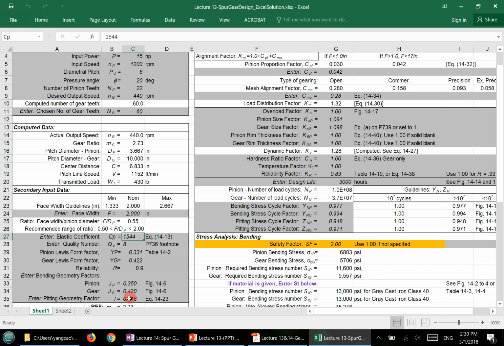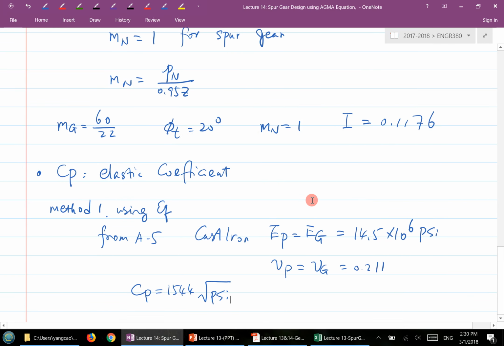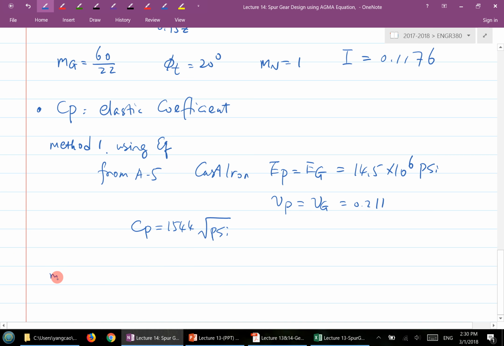So you look at the geometry factor I, so that's the formula definitely. That's there, right? So you can take a look at this one here. So that's the first method. And the second method here is to use a table. So you can use table 14-8. I'll show you what this table is.